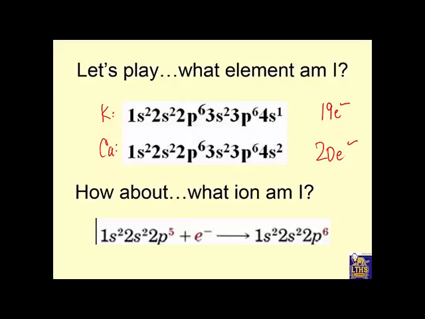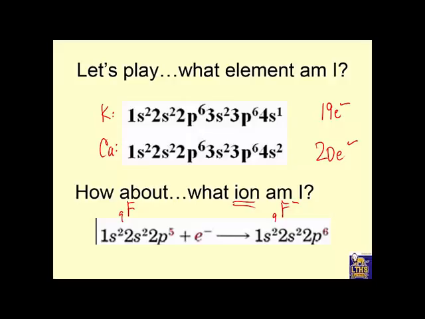What about what ion? Got to be careful. So this must be the original electron configuration. Another electron was added. And so we now have 10 electrons total, but started with 9. So this is the element fluorine with 9 electrons because it has 9 protons. So this must be the fluoride ion, because now it has 10 electrons because it gained 1.